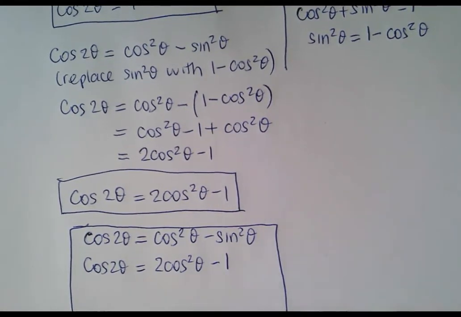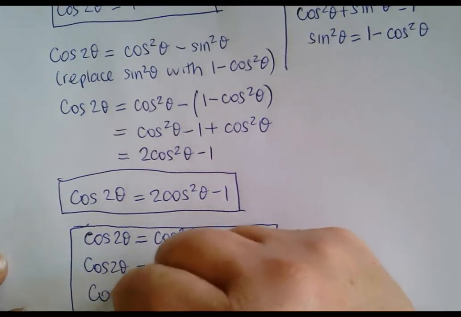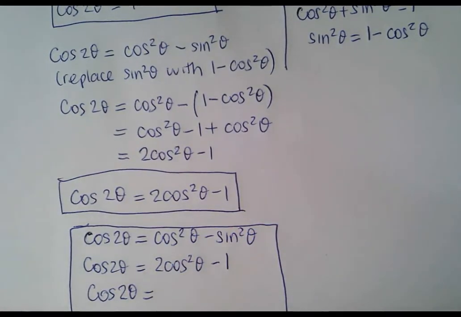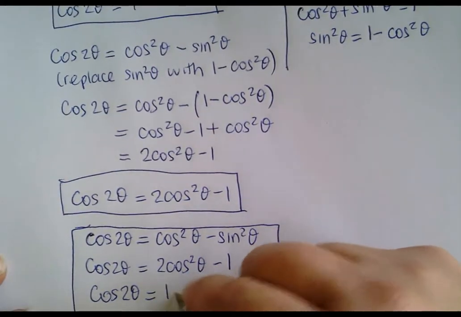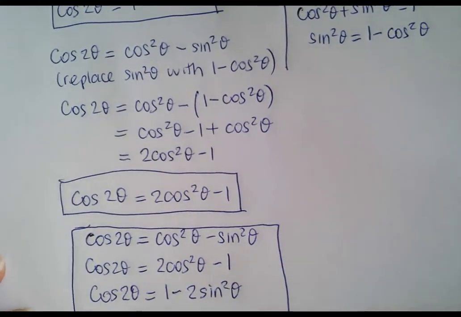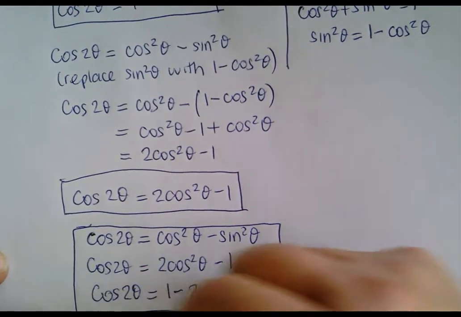Oh, it's delaying. I think it will. And the last result is cos of 2 theta is 1 minus 2 sine squared theta. Well, maybe it just wasn't plugged in.